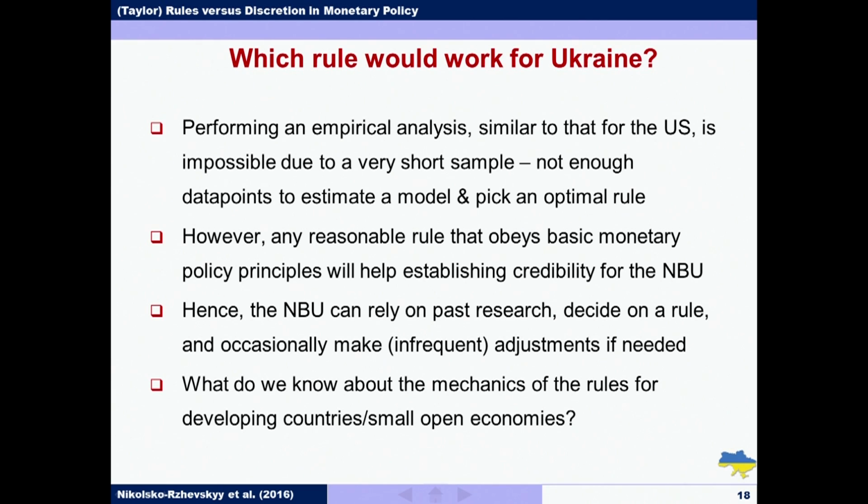How do we pick the best rule for Ukraine? First of all, ideally, we of course would like to conduct the sort of analysis I showed you for the United States. But unfortunately, for Ukraine, it's not possible due to the lack of data. We started to float only recently. So we simply don't have enough data for that sort of analysis. Nevertheless, a good Taylor rule can still be chosen based on prior research. In fact, any rule that satisfies basic monetary policy requirements should work quite well, also for the case of Ukraine. What do we know about rules that work well for developing economies, for small open economies?